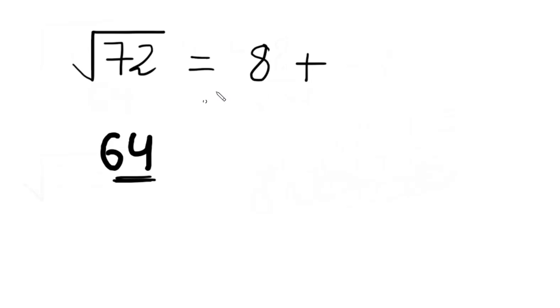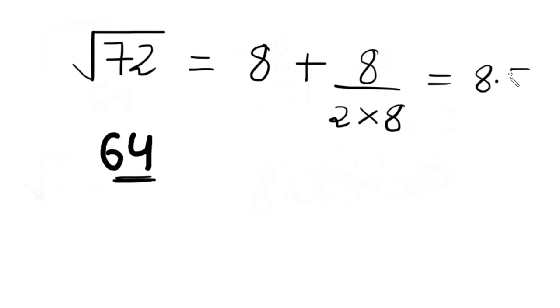Then you got to add the difference between these two numbers, which is 72 minus 64, which is 8, divided by twice the square root of this value, which is 8. So what we get is 8.5. Now if you look up the answer of root of 72 in a calculator, you'll get 8.485, and you can see that our answer is fairly accurate. There's only a minor difference in the decimal.